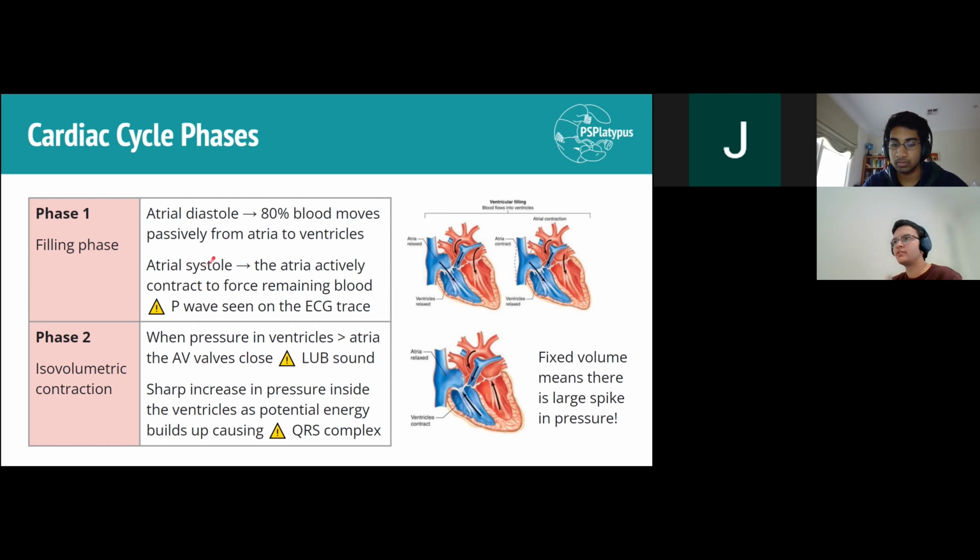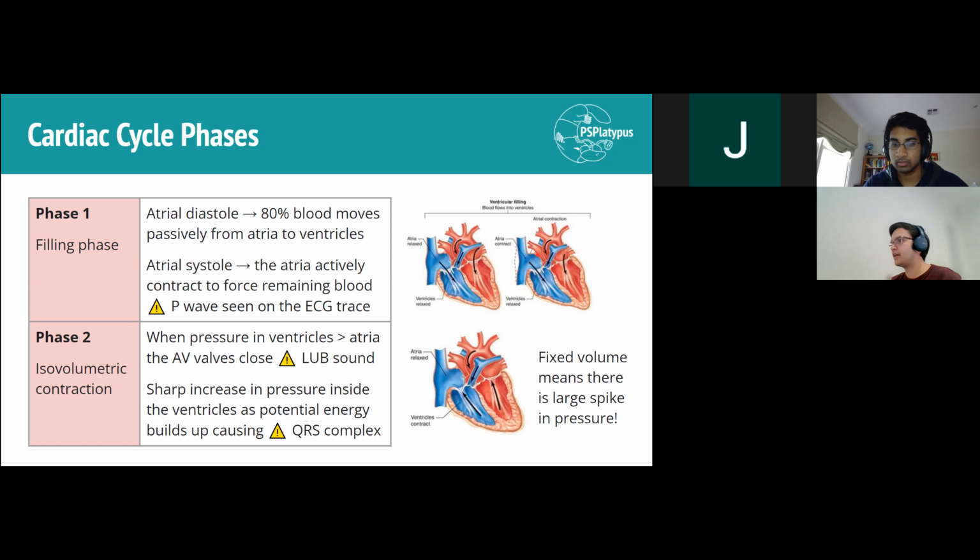But just to squeeze out that remaining 20%, the atria will contract. That pushes the remaining blood into the ventricles. So now almost 100% of the blood is in the ventricles. And that is when you see the P wave. Anytime you see something on an ECG, remember it's electrical. So anytime you've got a contraction happening mostly, you will see a wave. So that first wave, P wave, is just the atria contracting.